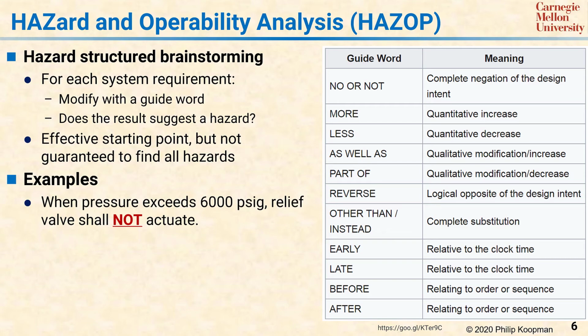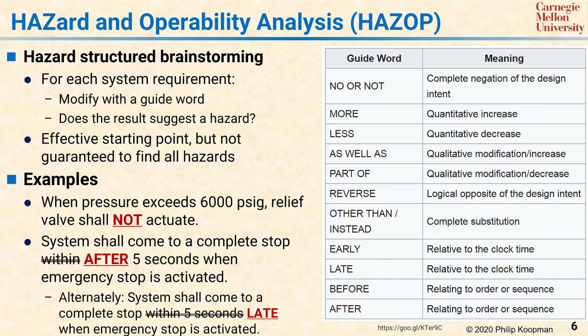As another example, you might have the system shall come to a complete stop within 5 seconds when emergency stop is activated. You add the guide word after and replace within to after, and that's one where it's taking too long to stop the system. Sounds like a problem. When you're done with a Hazop, what you have is a list of hazards that are the opposite of or modifications of or somehow related to violating the requirements that make the system safe. Once you have that list of hazards, then you have to decide what to do about it.